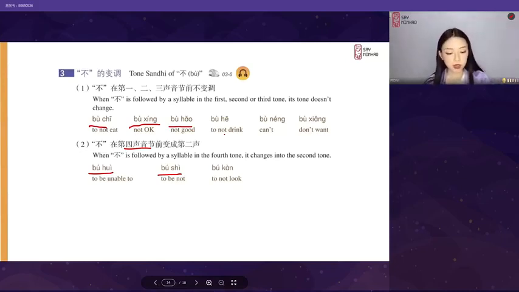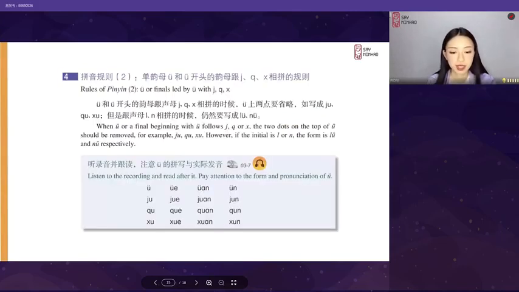So the summary of this tone sandhi is when bu is before a fourth tone syllable, it will change into second tone. And in other occasions, nothing happens. Okay, this is tone sandhi. And tone sandhi actually means tone change. Okay, tone change. Now let's move on to the next part.